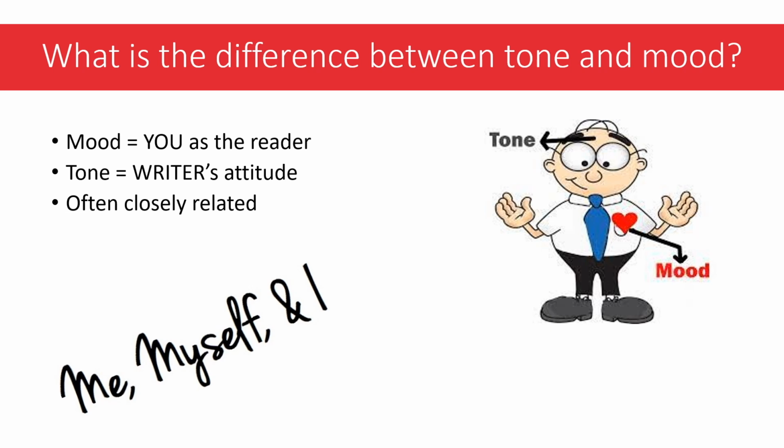What's the difference between tone and mood? Mood is how you feel as the reader. Tone is the writer's attitude. Of course, they are often closely related, but do not get confused between the two, especially when you're answering questions that ask for the tone or mood. When you're talking about tone, you need to think about the writer's attitude. When you're talking about mood, you need to think to yourself, how did it make me feel?